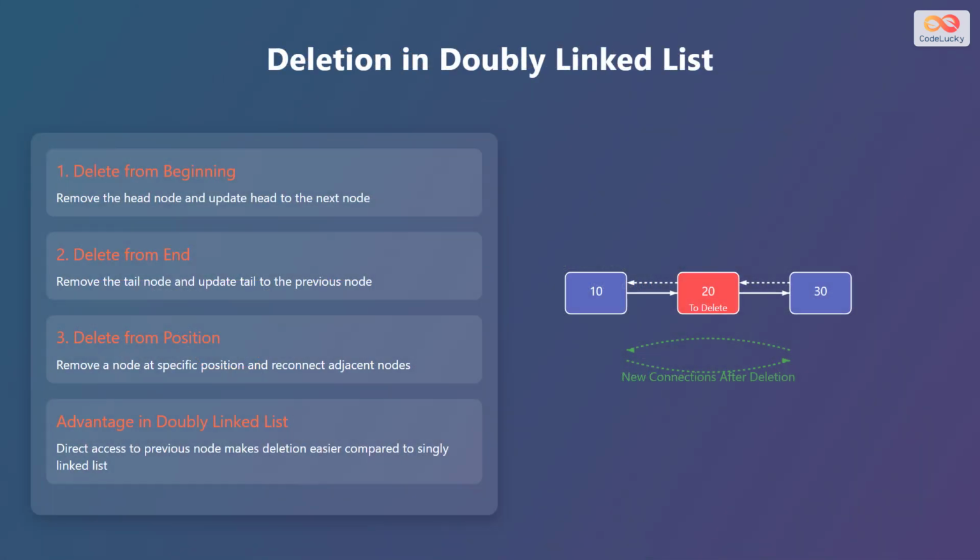Now let's explore deletion operations in a doubly linked list. There are three main ways to delete a node. You can delete from the beginning, which removes the head node and updates the head to the next node. You can delete from the end, which removes the tail node and updates the tail to the previous node. Finally, you can delete from a specific position, which removes a node at a specific position and reconnects the adjacent nodes. A significant advantage in a doubly linked list is that direct access to the previous node makes deletion easier compared to a singly linked list. This visualization illustrates the process of deleting node 2, and then the new connections being formed after the deletion.